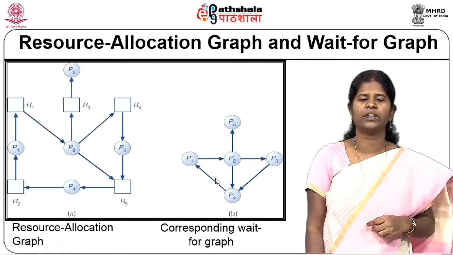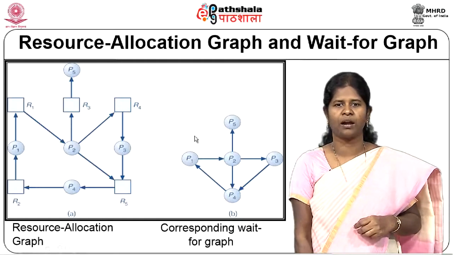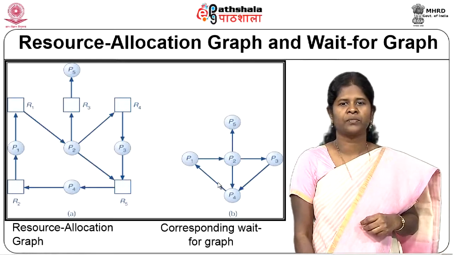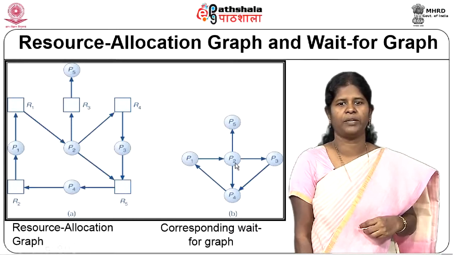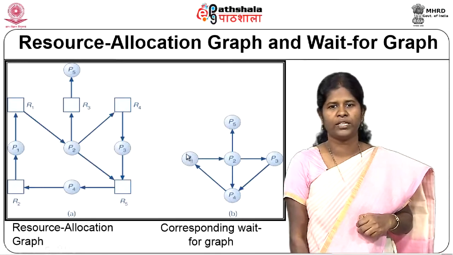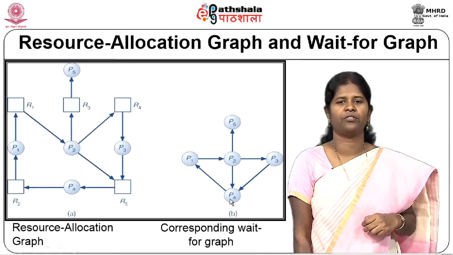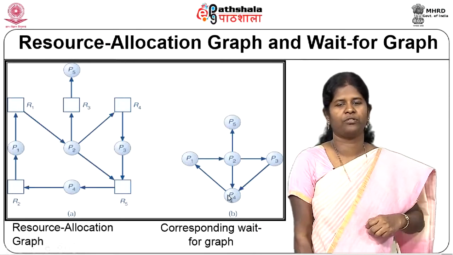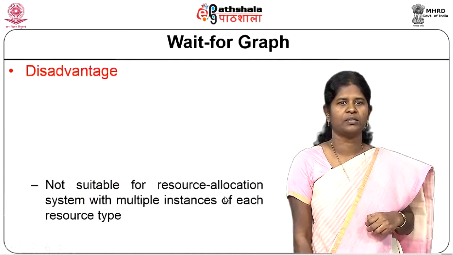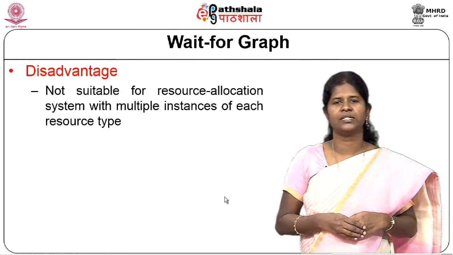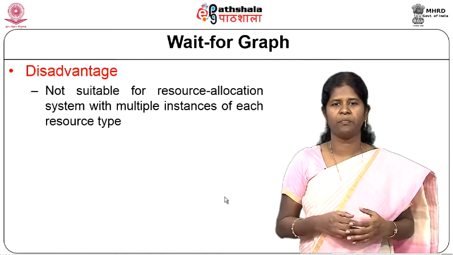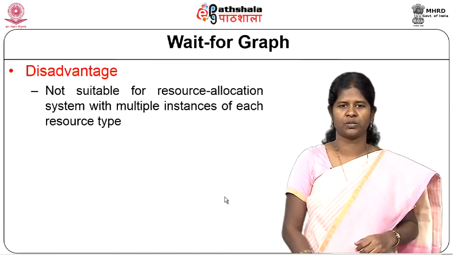Now, to find out if there is any deadlock in the system, you just run a cycle detection algorithm on this graph. So, do you have a deadlock in this system? You find that P1 is waiting on P2, P2 is waiting on P4, and P4 is waiting on P2, and so on. So, you find that you have a cycle, and hence there is a deadlock in the system. But the disadvantage here is that it is not suitable for a resource allocation system when you have multiple instances of each resource type.